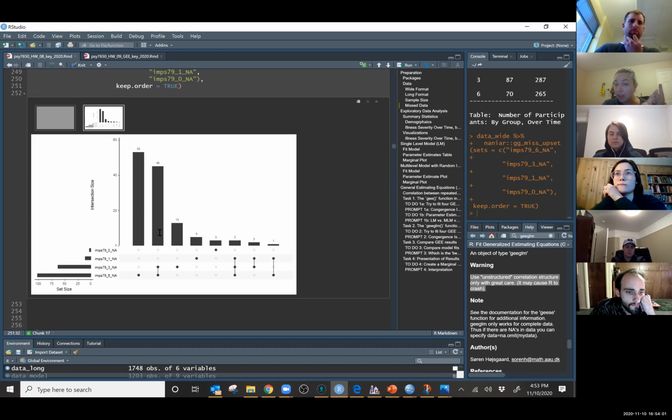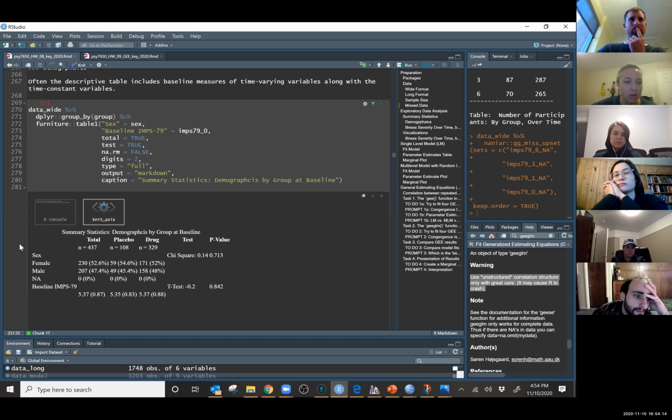And so this is where the waves option in the gee glm function comes in, for reiterating where the missing one is and how to handle missing data.